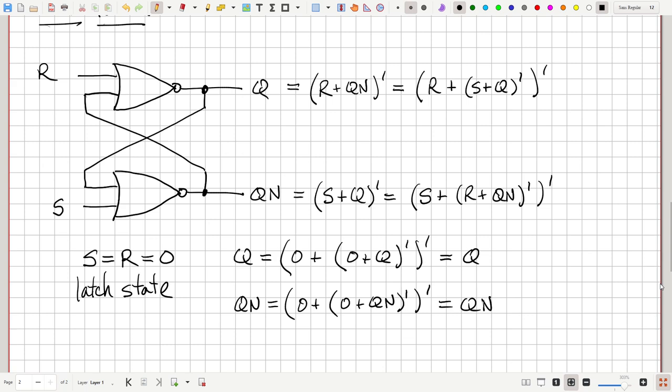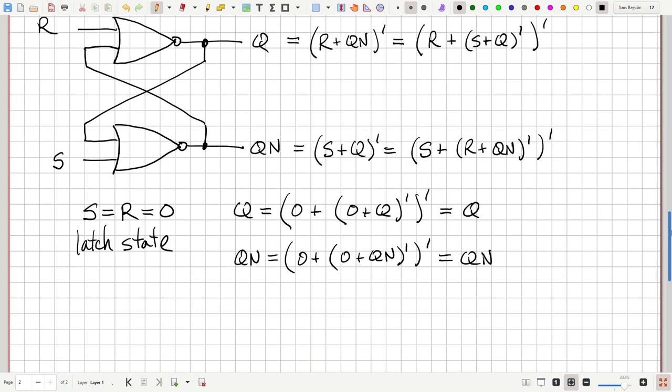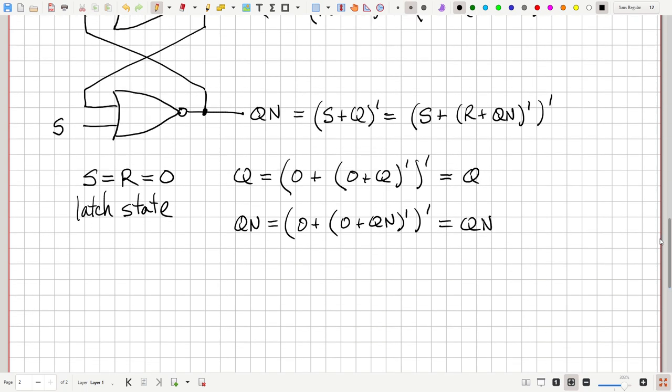Now let's consider what happens when S is equal to 0 and R is equal to 1. Since we said that S is a set signal and R is a reset signal, when they're both 0, we're not setting or resetting. And we call that the latch state. That's the memory state where it just holds the current values of Q and Qn. So this S is equal to 0, R is equal to 1. Supposedly, this would be a reset state. So let's see how that works. What is the value of Q in this case?